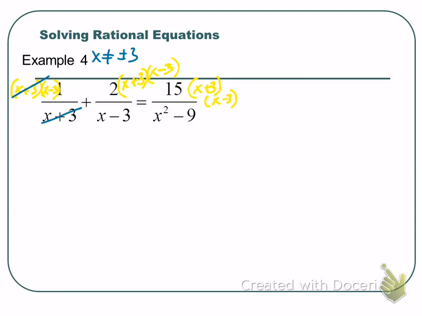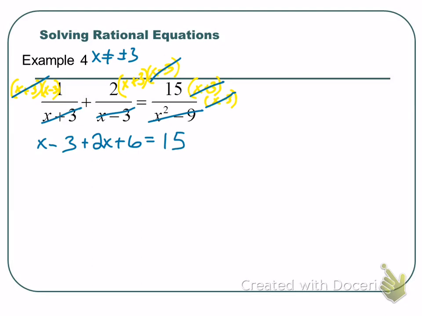I'm left with, in the first term, 1 times x minus 3, which is just x minus 3. Bring that sign down, it's plus. Here the x minus 3's cancel, and I'm left with 2 times x plus 3, which is 2x plus 6. Here, x squared minus 9 is x plus 3 times x minus 3, so that whole factor is gone, and I'm just left with 15.